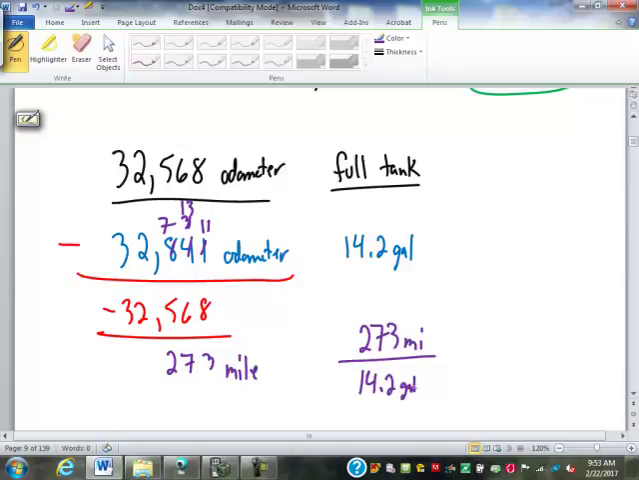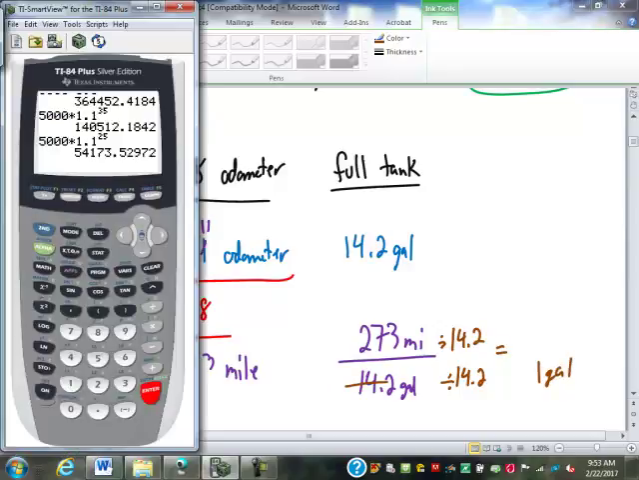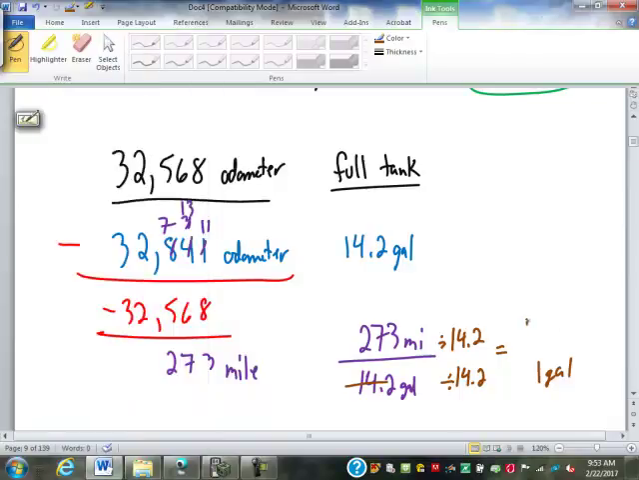14.2 gallons. And now again, we divide out the 14.2. So that's 1 gallon on the bottom. 273 divided by 14.2. What's that? 19.23. Yep.